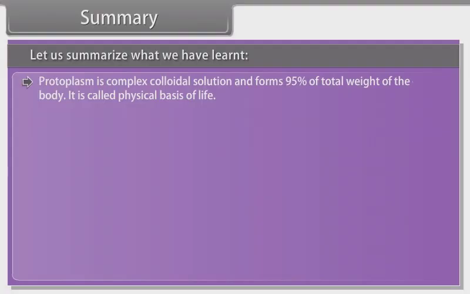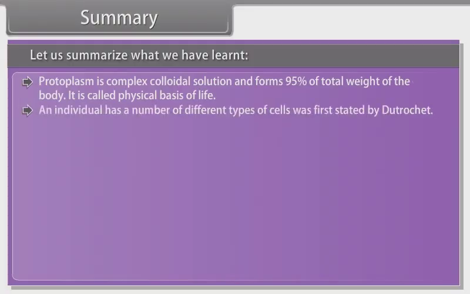Protoplasm is a complex colloidal solution and forms 95% of total weight of the body. It is called the physical basis of life. That an individual has a number of different types of cells was first stated by Dutrochet. The cells vary in their shape, size, and activities or functions.